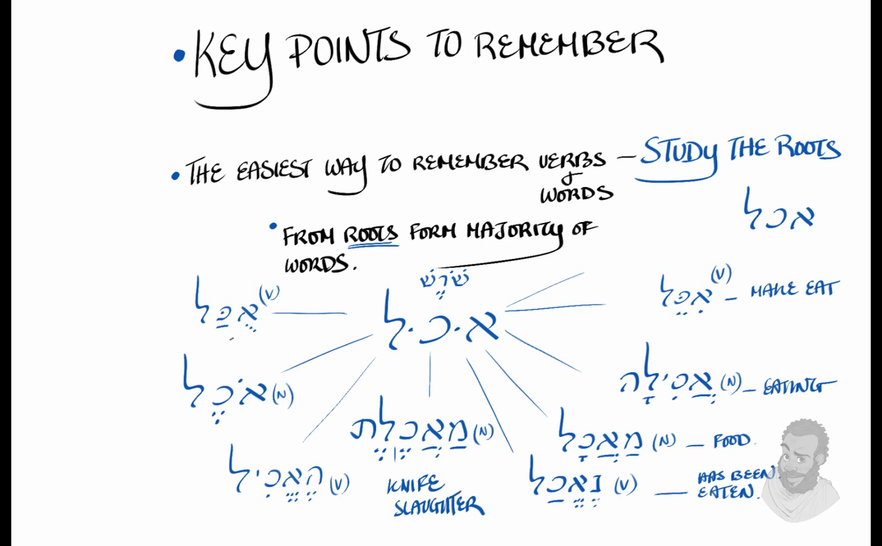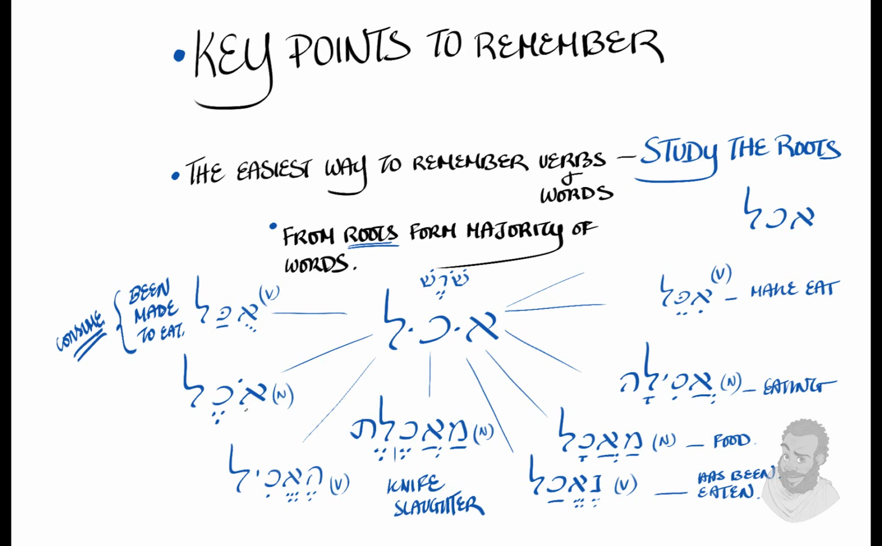Next we have here, ukal. And I know some people, well, the majority of people, pronounce this ukal. Okay? Ikel, ukal. This is, has been made to eat, which translates as consume. Okay, this is make eat, been made to eat, consume is the likely translation.